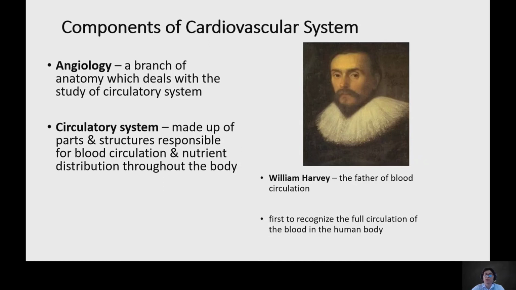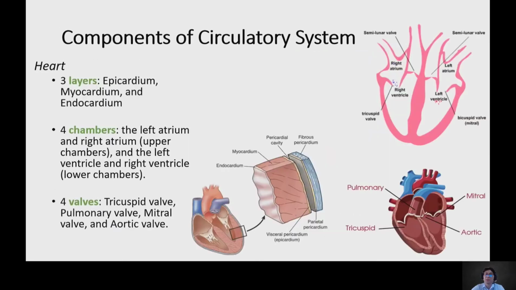The components of the cardiovascular system: angiology is a branch of anatomy which deals with the study of the circulatory system. The circulatory system is made out of parts of the structure responsible for blood circulation and nutrient distribution throughout the body. The man in the image is William Harvey, the father of blood circulation, because he is the first to recognize the full circulation of the blood in the human body.